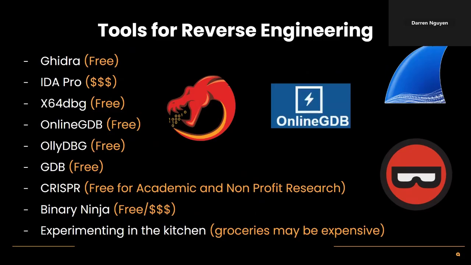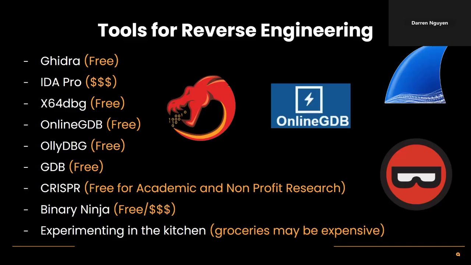And then there's also CRISPR. If any of you are interested in biomedical research, it's free for academic and nonprofit research. Binary Ninja is also free depending on what you're exactly using it for, but it has tiers. Like, you can use this for free, but if you use more than a certain amount of the tools we're providing for free, it's going to be really expensive.